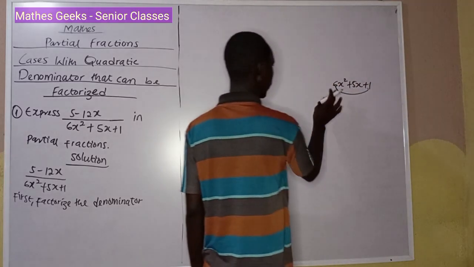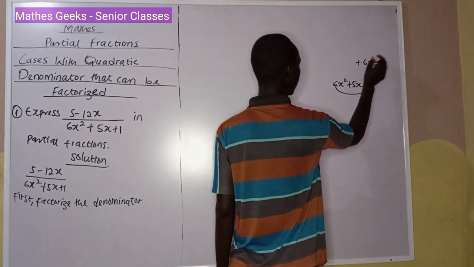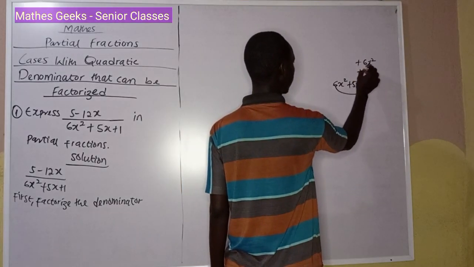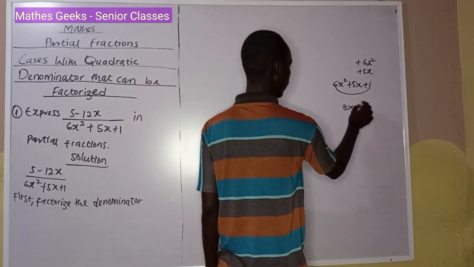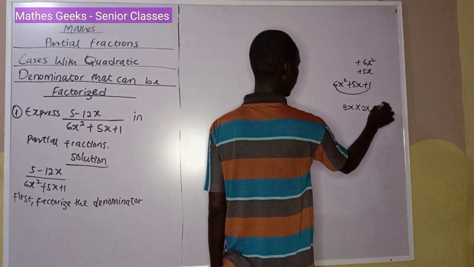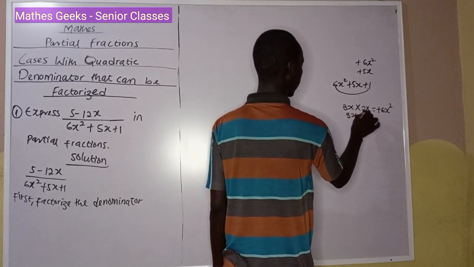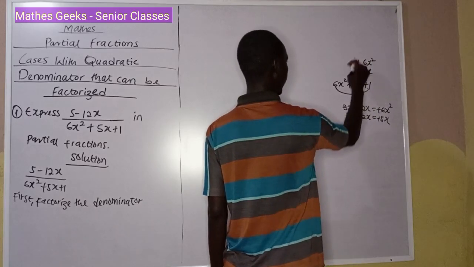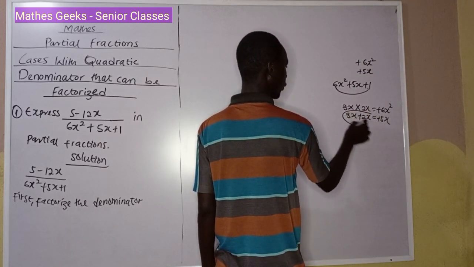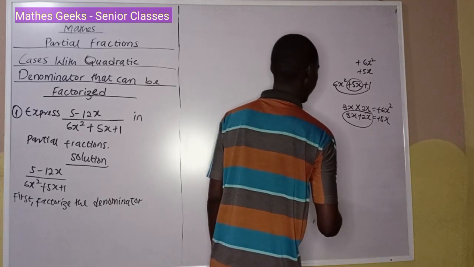So two factors, when multiplied together, will give us plus 6x squared, and when added together will give us plus 5x. So these are the factors 3x times 2x, which is plus 6x squared, and 3x plus 2x gives us plus 5x. This is what we have here. So these two factors will take the place of plus 5x.